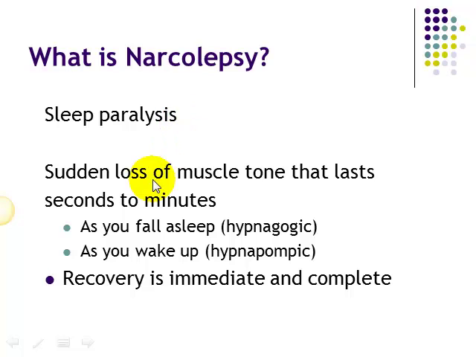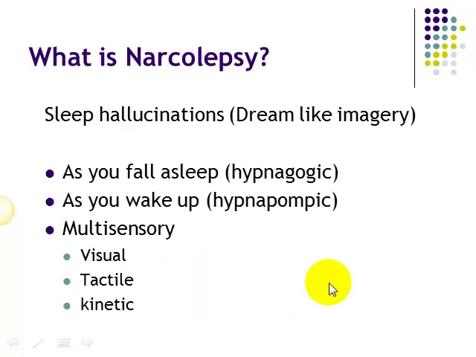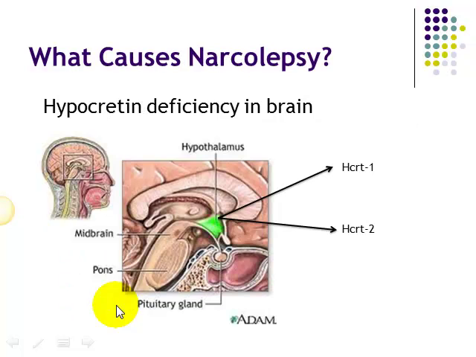Sleep paralysis is a sudden loss of muscle tone that lasts seconds to minutes as you fall asleep, which is called hypnagogic, or as you wake up, called hypnopompic, and the recovery is immediate and complete. Sleep hallucinations is a dream-like imagery, again as you fall asleep or as you wake up, and it could be multisensory, like visual, tactile or touch feelings, or kinetic or movement feelings.